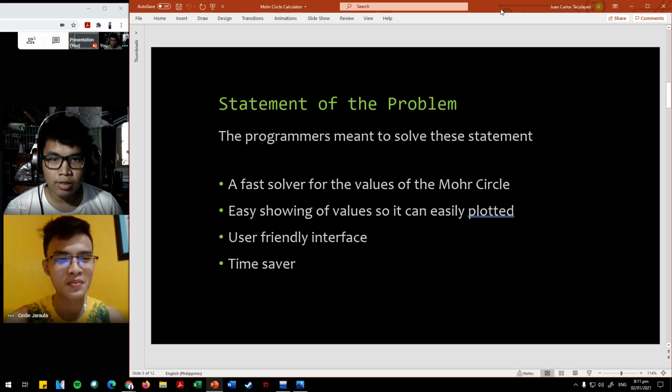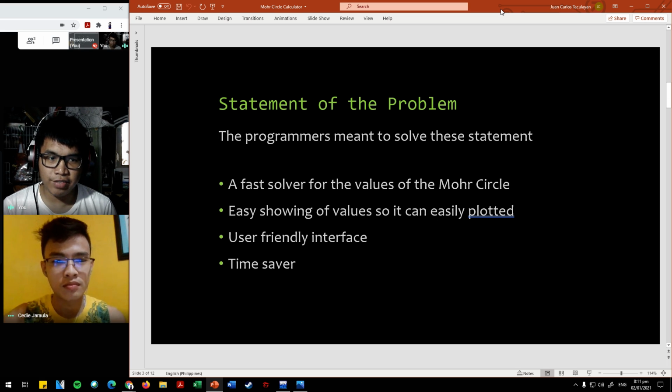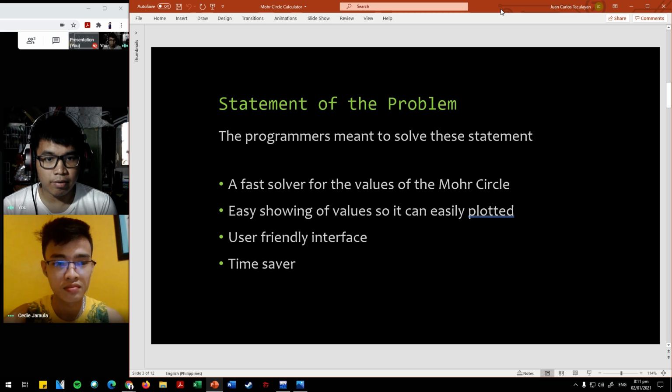Next. The statement of the problem is that the programmers are meant to solve these problem statements: a fast solver calculator for the values of the Moore circle, easy showing of values so that they can be easily plotted and recorded, a user-friendly interface, and also a time saver program.